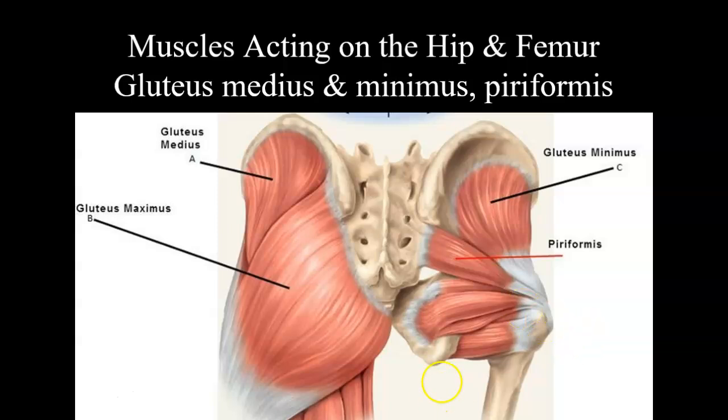Piriformis muscle. This guy right here. The piriformis muscle performs external rotation of the hip. So again, if we're standing up, think about taking your foot and turning it outwards. That is the piriformis muscle, which is helping to cause that. It's what I call the waddler's muscle.